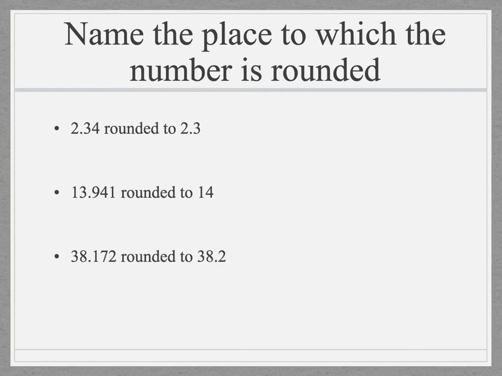Next, we're going to name the place to which the number is rounded. So if we look, we started with 2 and 34 hundredths, and that rounded to 2 and 3 tenths, meaning they rounded to this place here. Well, that digit is in the tenths place, so they rounded to the tenths place. We could prove it if we looked back at our original number. If I draw an arrow to the right, 4 or less, let it rest, so 2 and 34 hundredths would become 2 and 3 tenths. Just a way to check our work.